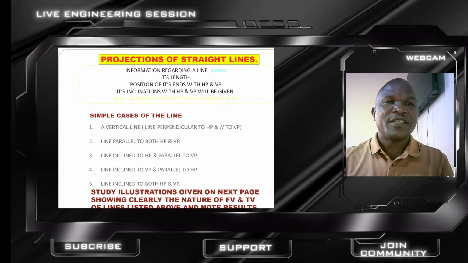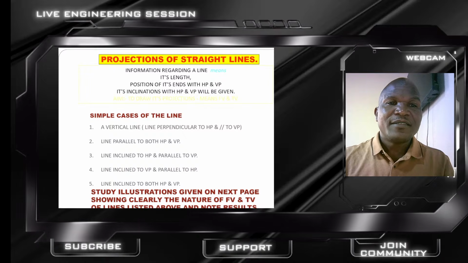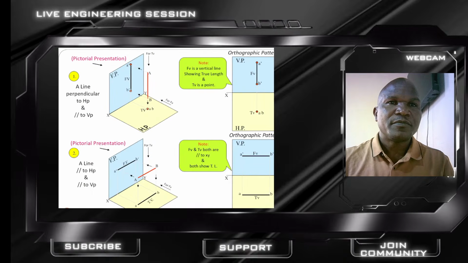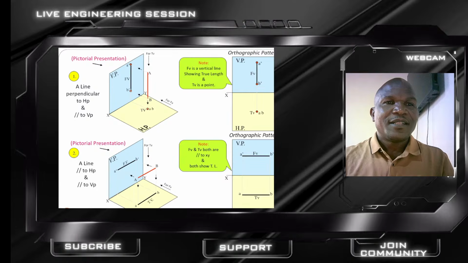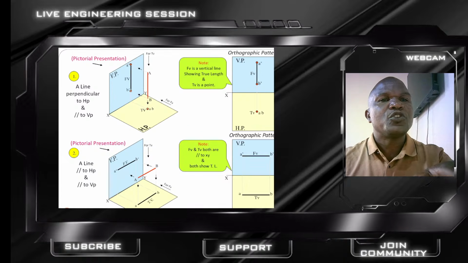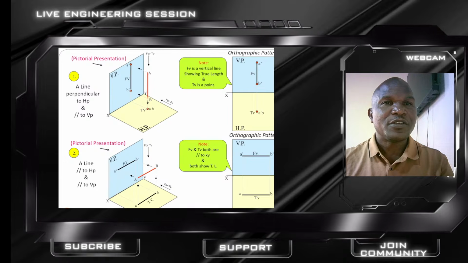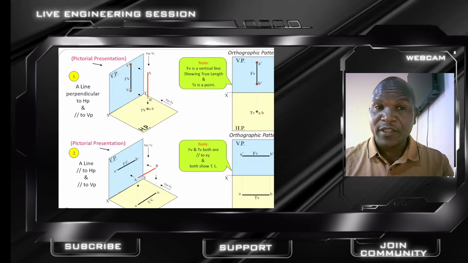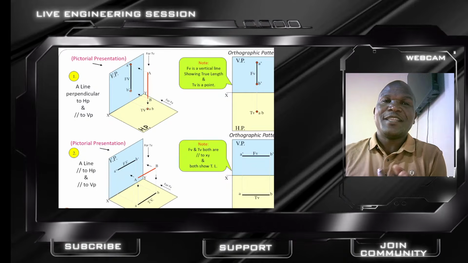So let's start with the simple cases. A line that is perpendicular to the HP. Such a line, perpendicular to the HP, its front view shows the true length. Its top view, the true length is just a point. Here, the first case scenario.